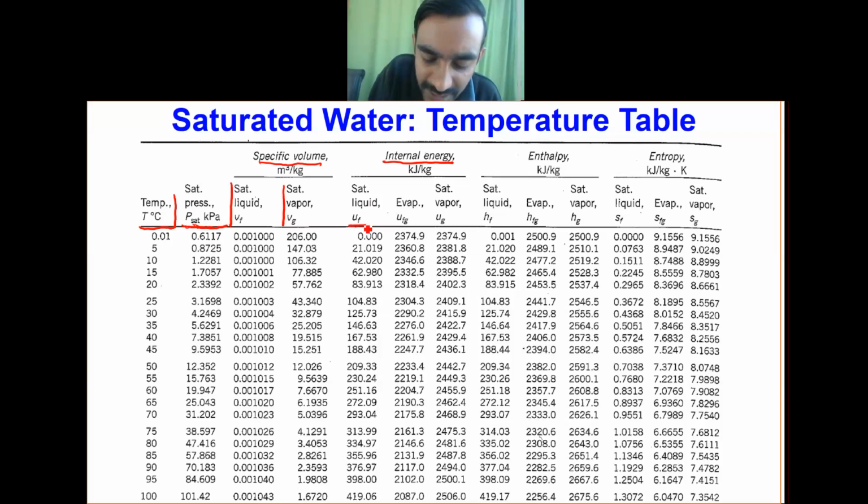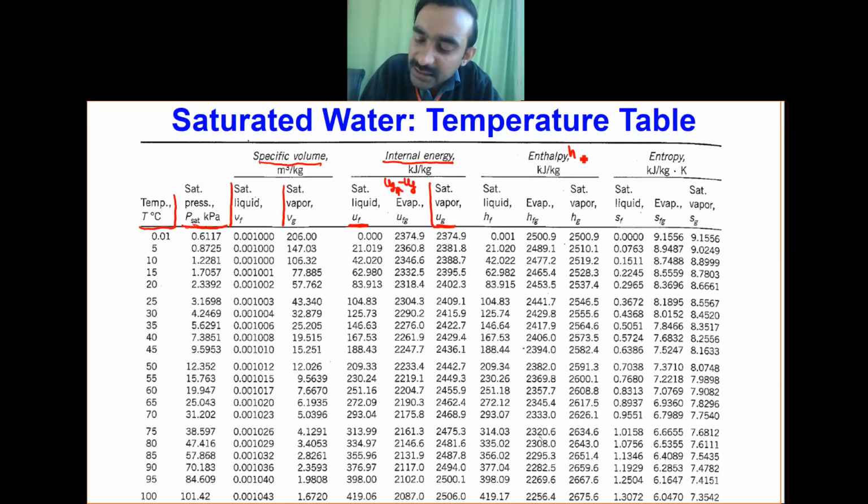Okay, so over here you can clearly see this small uf is referring to saturated liquid internal energy, and small ug is actually referring to saturated vapor internal energy, and this Ufg over here refers to Ug minus Uf. Okay. Then similarly, we have one more property, enthalpy.